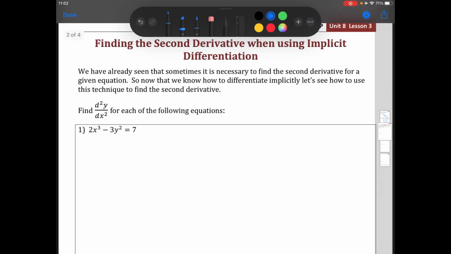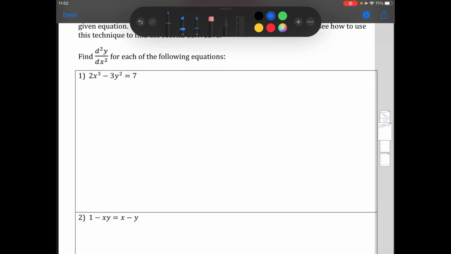So let's get started with the examples. We have already seen that sometimes it is necessary to find the second derivative for a given equation. Now that we know how to differentiate implicitly, let's see how to use this technique to find the second derivative. I'm going to find the first derivative on the left side of the paper and the second on the other, so as not to confuse ourselves.